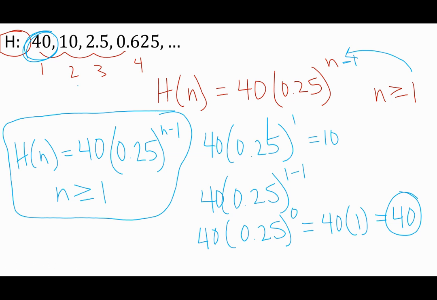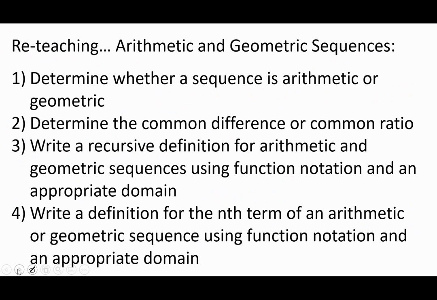Okay, so you can rewatch this video as many times as you need to until you feel like you are progressing towards standard on those 4 big ideas. Determine whether a sequence is arithmetic or geometric, then find the common difference or common ratio, write a recursive definition using function notation in an appropriate domain, and then a definition for the nth term, also with function notation and an appropriate domain.